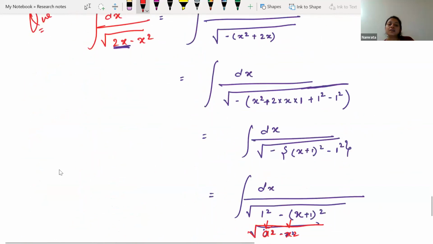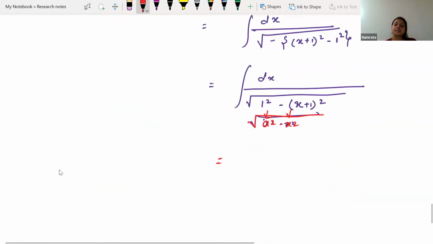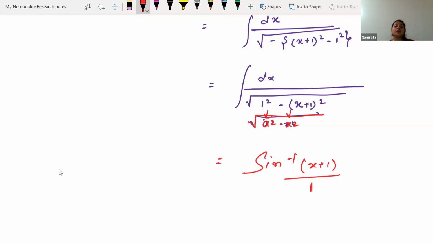So let's write it. This formula is sine inverse x. What is our x? Our x is x plus 1, by a. A is 1. Whenever our x is different, we again differentiate it and keep it in the denominator. But when we differentiate this x plus 1, nothing will come, 1 will only come. So I am going to leave it, plus constant of integration. Is it clear to everyone?